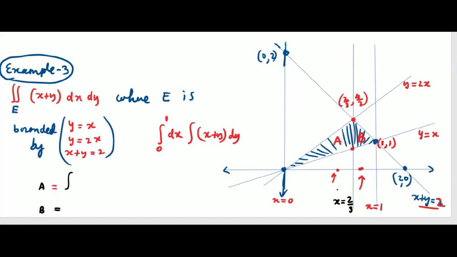So I got at least 0 to 2 by 3, 2 by 3 to 1. 0 to 2 by 3. And the second one is 2 by 3 to 1. Yes. Okay, I will write here. B is 2 by 3 to 1.